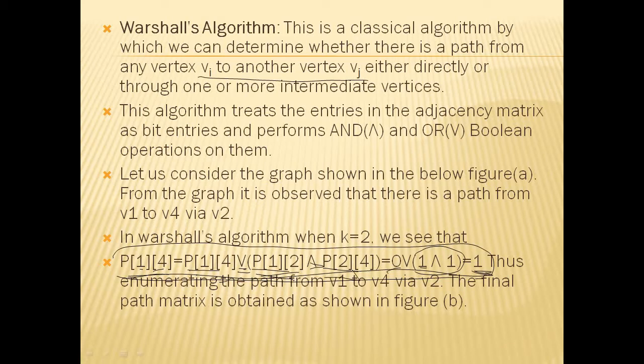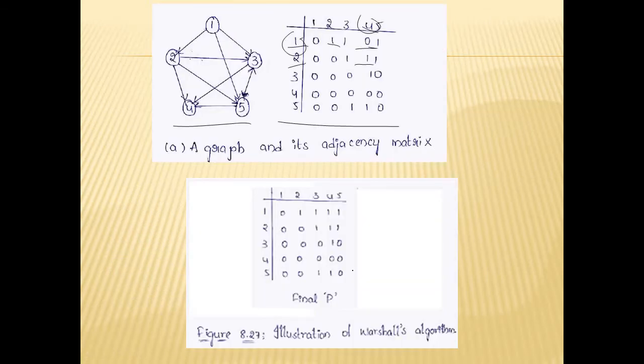So it indicates 1. Like that, all indirect paths we can find, whether we have them or not. And finally, we'll fill one matrix which indicates whether we have a path from a particular vertex to another vertex or not. For example, vertex 1 to 1, 0 means we don't have. Vertex 1 to 2, we have. 1 to 3, we have. 1 to 4, we have. 1 to 5, we have.